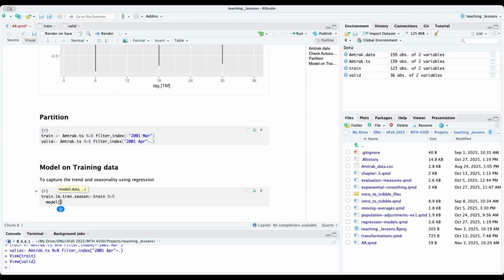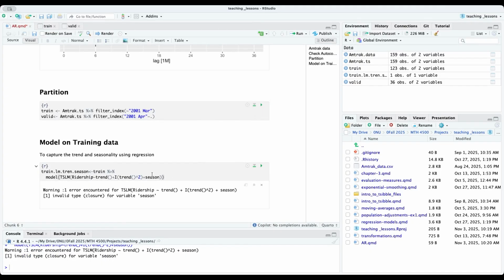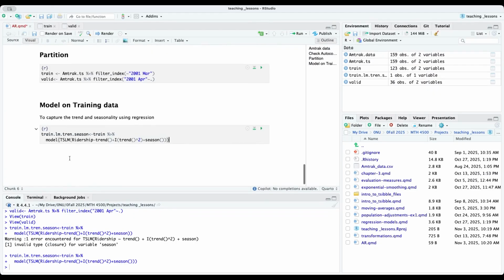My model is going to be TSLM, right? Time series linear model. Ridership is my response variable. Then I'm going to have trend plus the square of the trend plus the season. So actually, if we do that, season, I forgot these. Okay, so this is a list. Let me get this up a little bit.